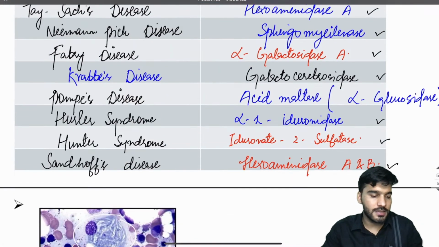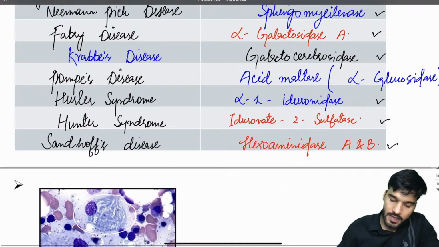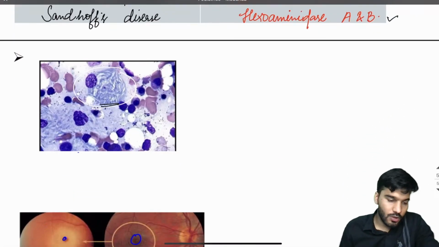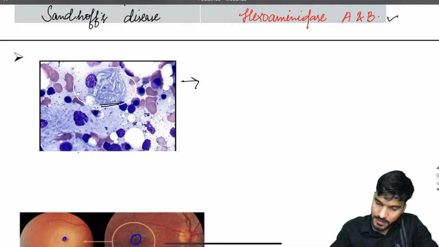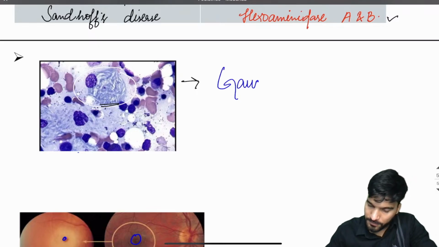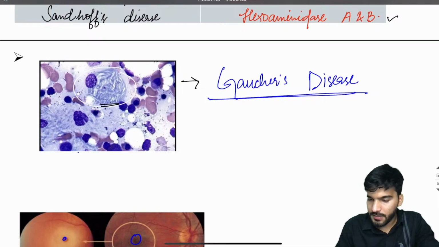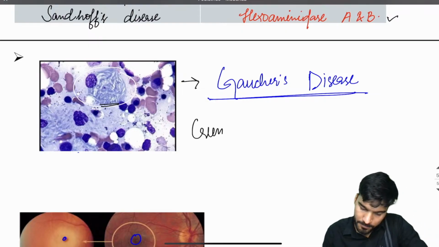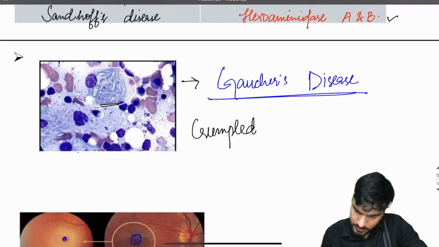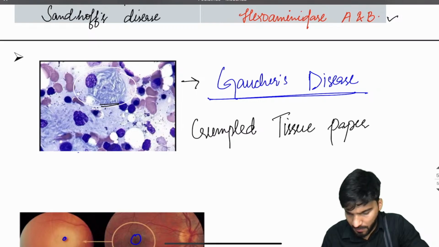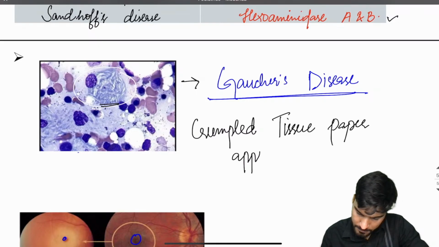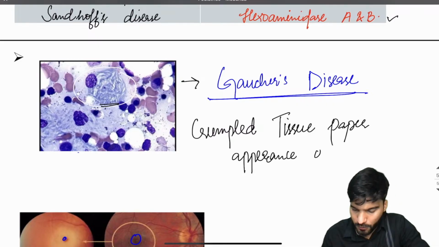Now the most common is going to be Gaucher's disease. The crumpled tissue paper-like appearance, it is seen with which lysosomal storage disease, guys? It is Gaucher's disease. In Gaucher's disease, which appearance do we get? We have crumpled tissue paper appearance of cytoplasm.